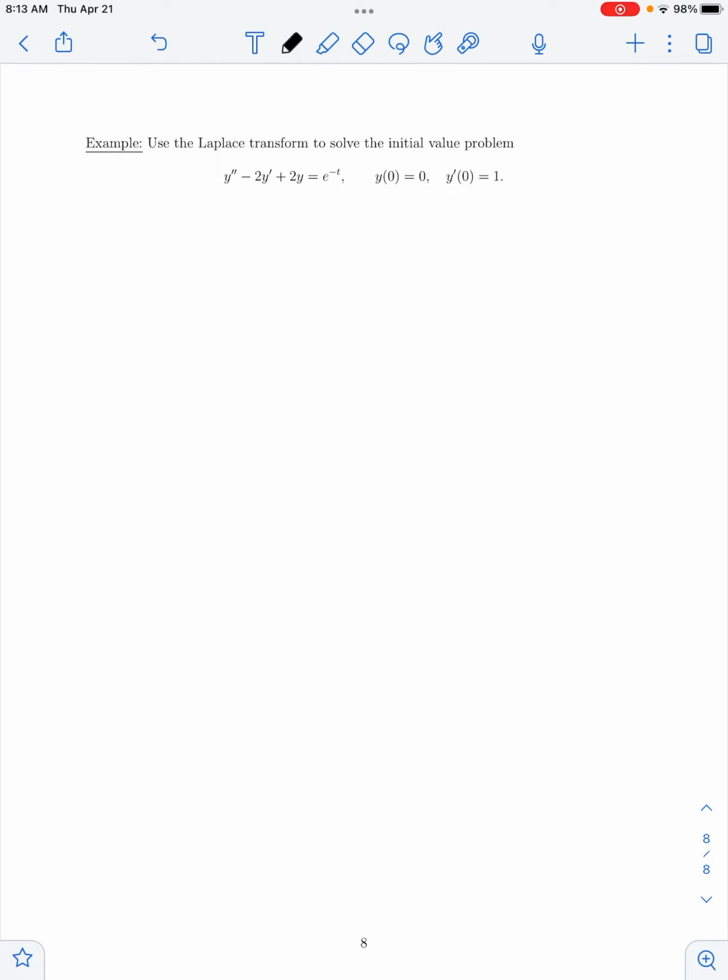So let's look at another example. Here we're again told to use the Laplace transform to solve this initial value problem. And we have here a second order linear non-homogeneous equation with constant coefficients. So we could make use of our earlier approaches where we solve the homogeneous equation first using a characteristic equation and then use undetermined coefficients to find a particular solution. However, here we're told to use the Laplace transform. So let's take a look at this one.